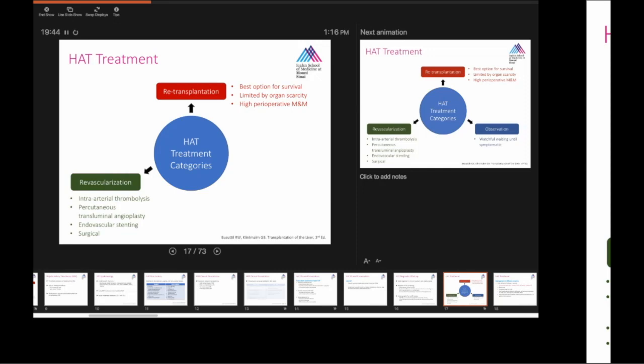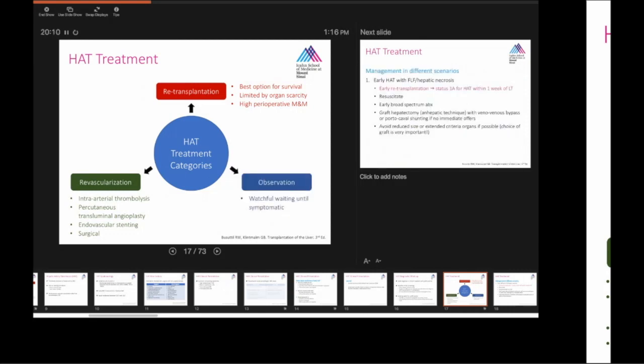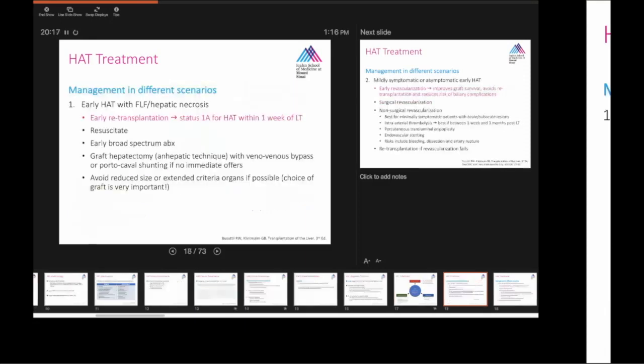We try to reestablish blood flow through the hepatic artery, and there are several ways that could be done. That could be done through endovascular techniques like intra-arterial thrombolysis, angioplasty or stenting, or even surgical revision of the anastomosis to establish blood flow. And in some cases where patients have HAT but are otherwise asymptomatic, it's completely reasonable to observe, with very close monitoring, watchful waiting, until they become symptomatic.